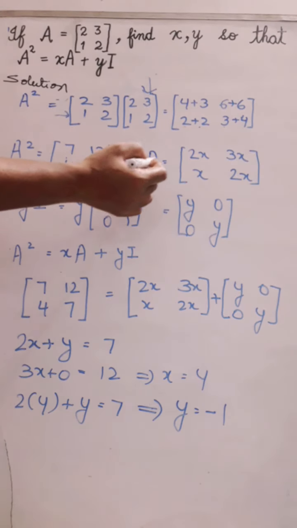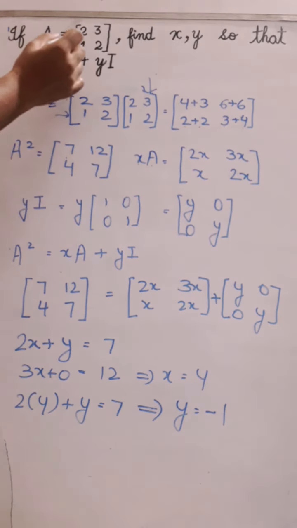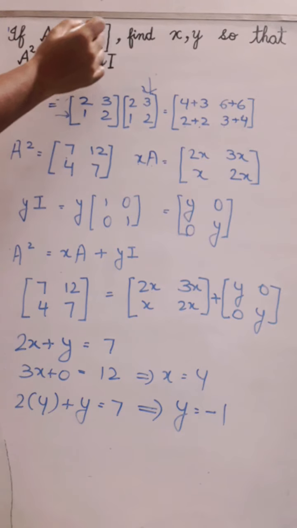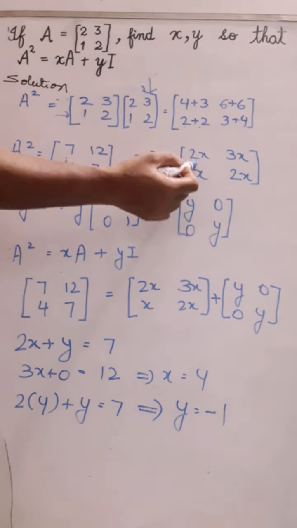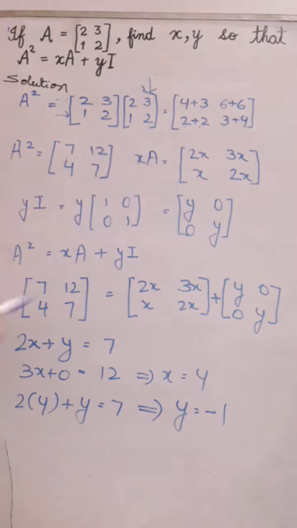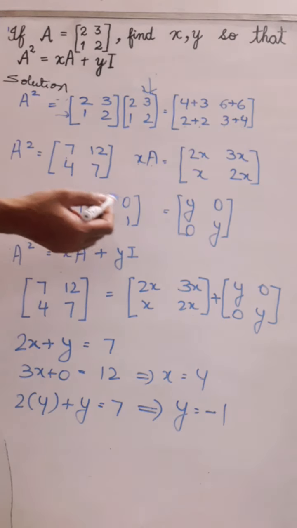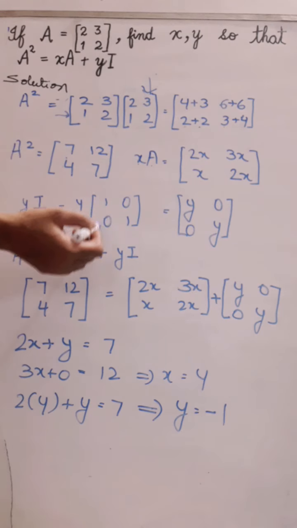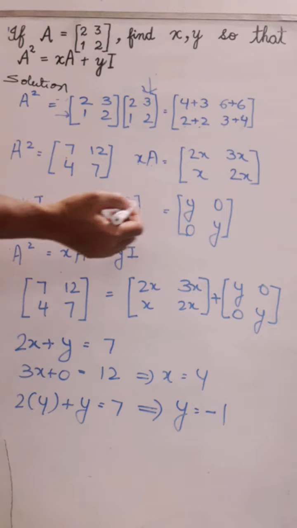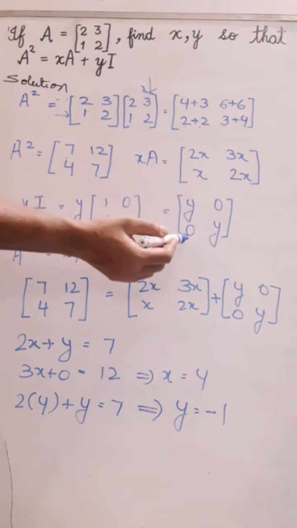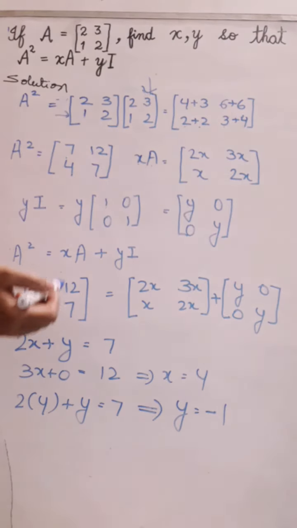Now I need to calculate xA. xA means x multiplied with A. So when I am multiplying x with A, I will get 2x, 3x, x and 2x. Now I need to multiply y with I. We know that I is an identity matrix, so it will be 1, 0, 0, 1. So y is multiplied here. So y multiplied with 1 is y, y multiplied with 0 is 0. So y, 0, 0, y.